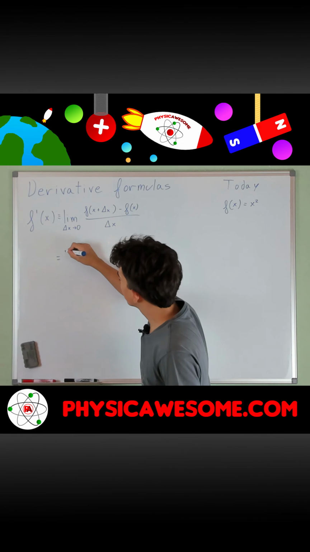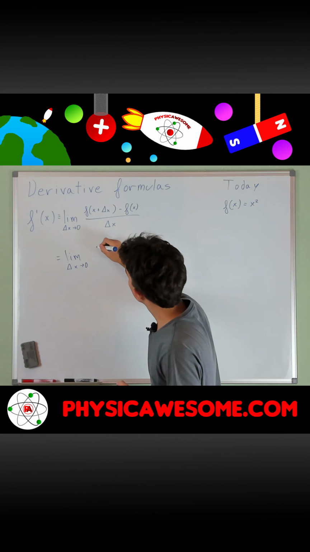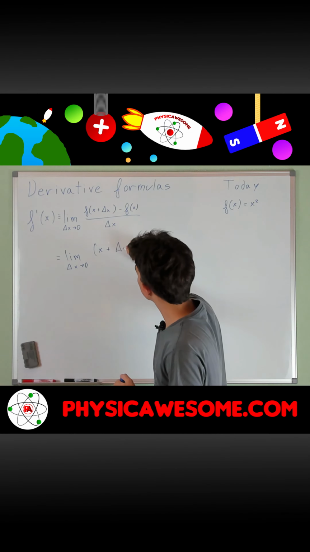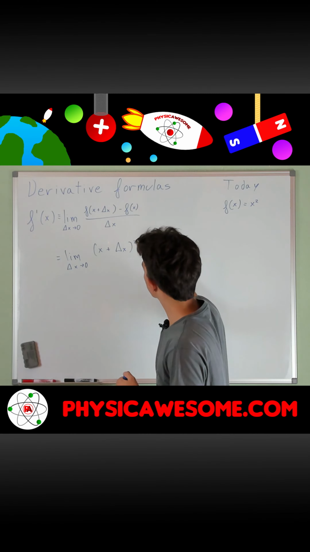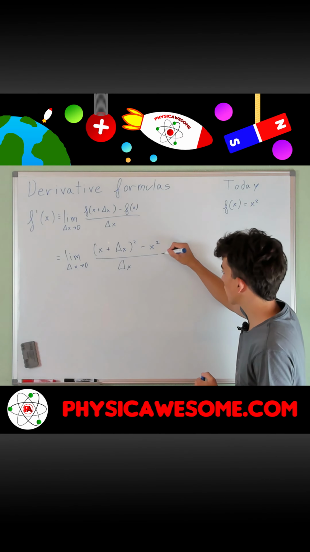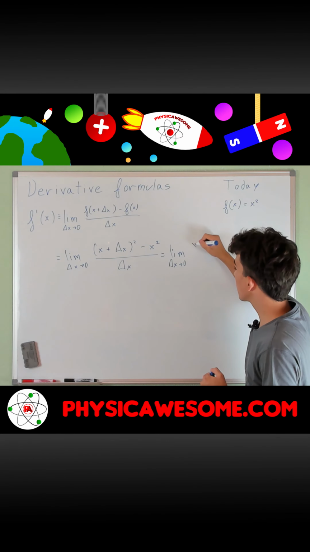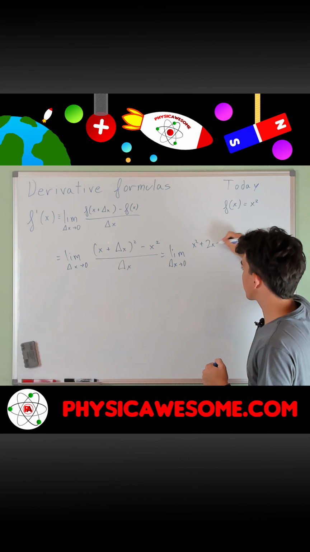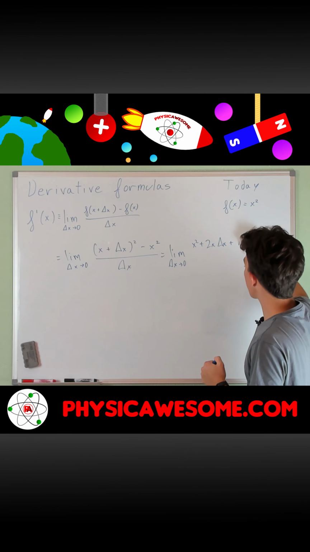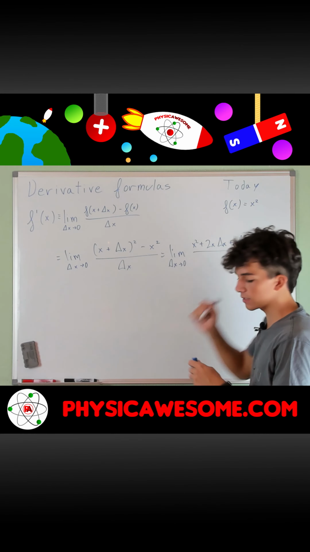So we will have the limit as delta x goes to 0 of (x plus delta x) squared minus x squared, over delta x. Now we can expand our square and we will find that this is the limit when delta x goes to 0 of x squared plus 2x delta x plus delta x squared minus x squared, all of it over delta x.